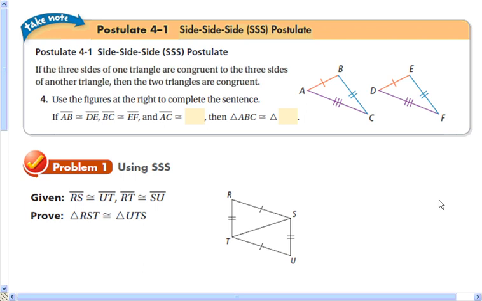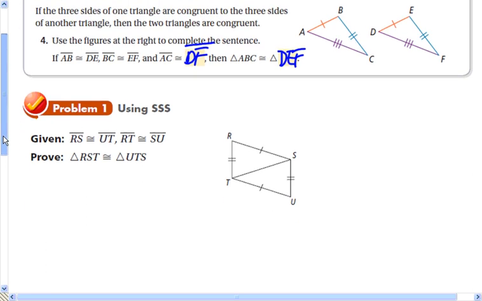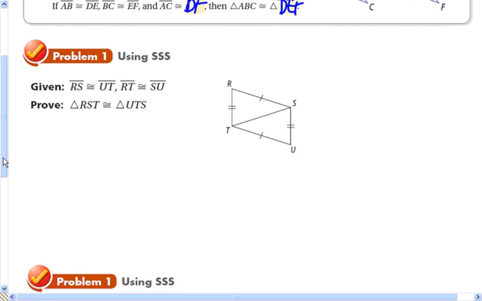So AC is congruent to DF, segment DF, then triangle ABC is congruent to triangle DEF. Make sure you get the vertices in the right order. So it really helps when you're doing a proof, because we don't need to find all 6 parts anymore. We just need to find 3 parts.